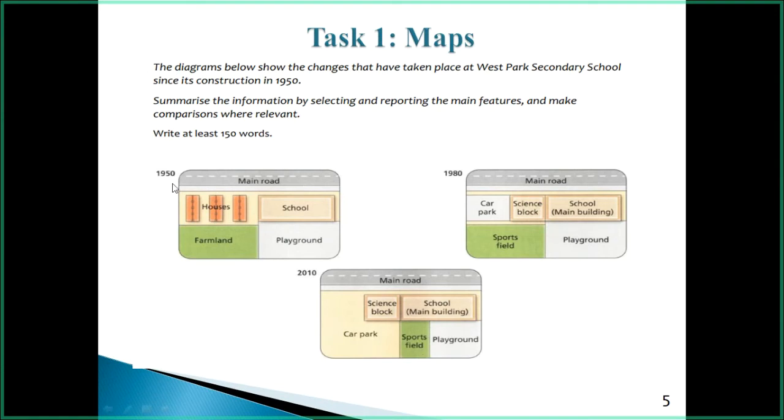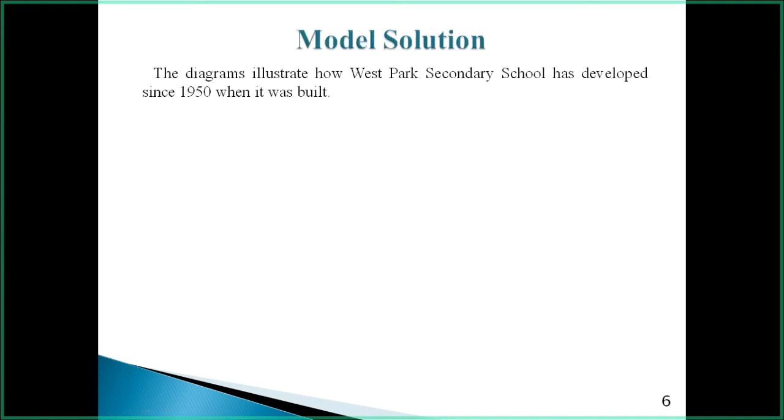After that, in this case, you can write three body paragraphs. First, explaining the 1950s map. Second, reporting the 1980 map. And third, reporting the 2010 map. Each containing two or three sentences. Two sentences for this paragraph, two sentences for this figure, and two sentences for this figure. So this is your map. Let's see its model solution. The diagrams illustrate how West Park Secondary School has developed since 1950 when it was built. So keep your introduction simple and fast.